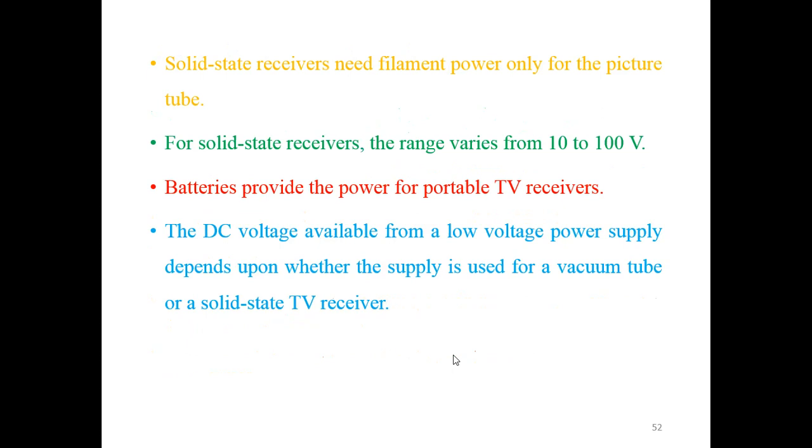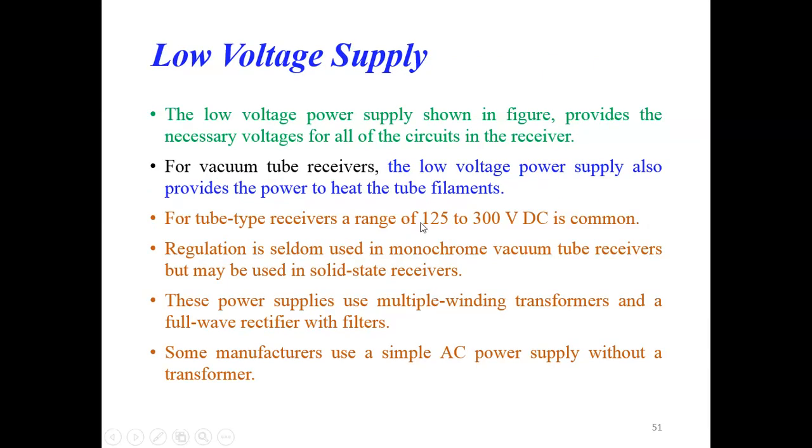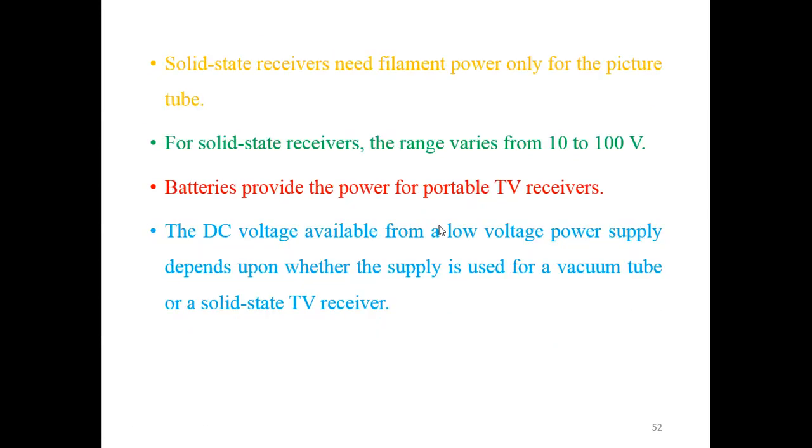This was your solid state receiver. It needs filament power only for the picture tube. For solid state receivers, the range varies from 10 to 100 volts. And here, for the tube, it was from 125 volts to 300 volts. Here the batteries provide the power supply for portable TV receivers. The DC voltage available from the low voltage power supply depends upon whether the supply is used for a vacuum tube or a solid state TV receiver. That depends on where we want to use it.